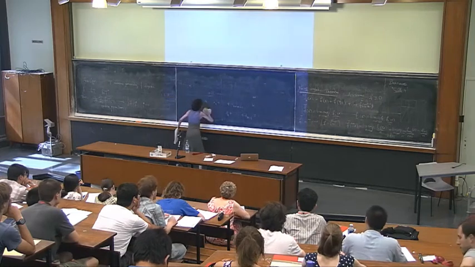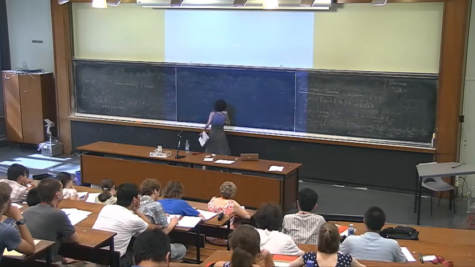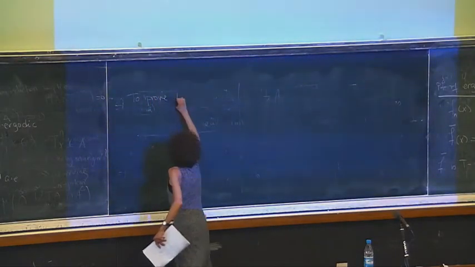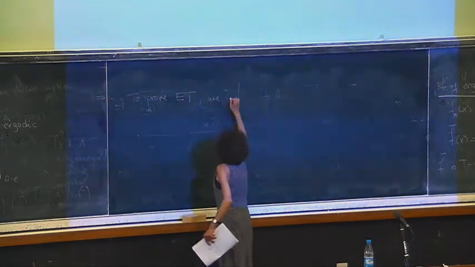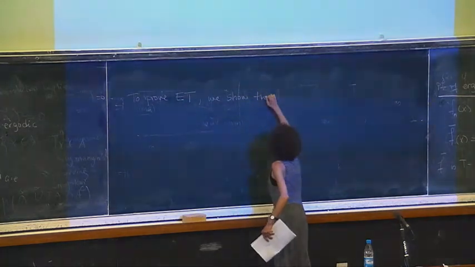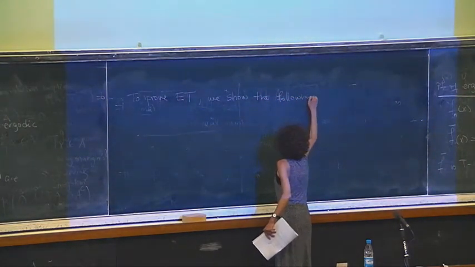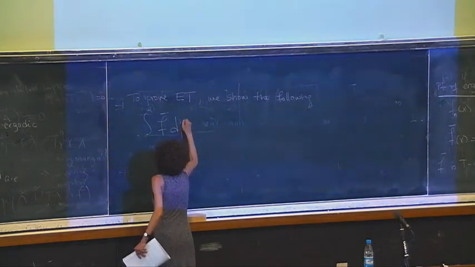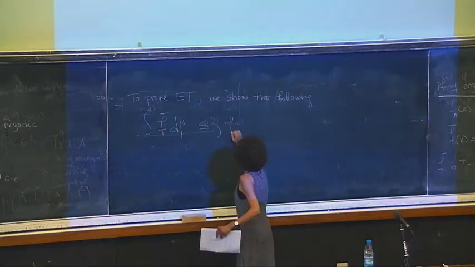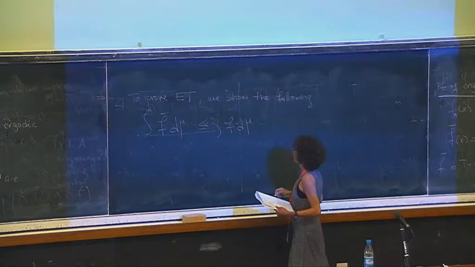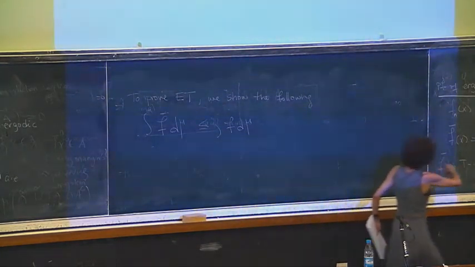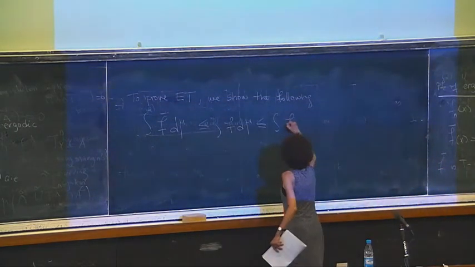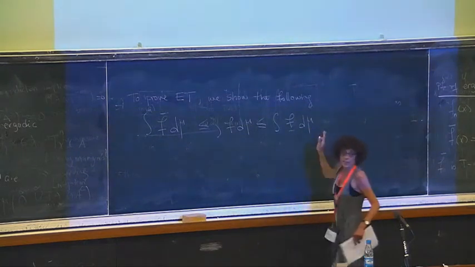Okay, and now to finish the proof, to prove the theorem, what you need to do is the following. So to prove the ergodic theorem, we show the following: that the integral of f upper bar is less than or equal to the integral of f. And remember, f upper bar is this, and this is less than or equal to the integral of f lower bar. If I do this, I'm done.